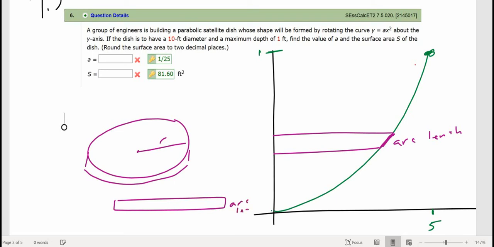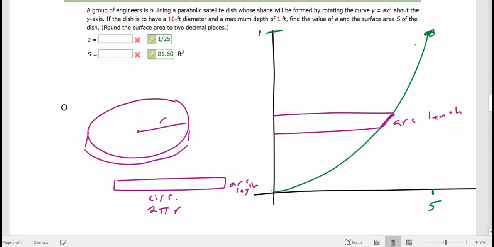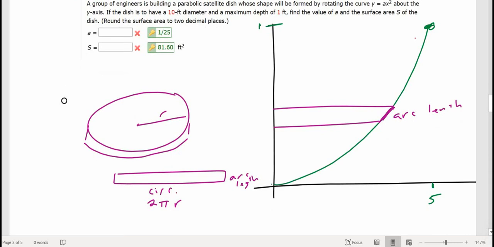So the height is going to be the arc length, and this is just the circumference, which is 2 pi times whatever the radius is. In this case, the radius is whatever this x-coordinate is. So the radius is 2 pi times x. The arc length, if we just think about that one little representative part, would be the square root of 1 plus whatever that derivative is squared.